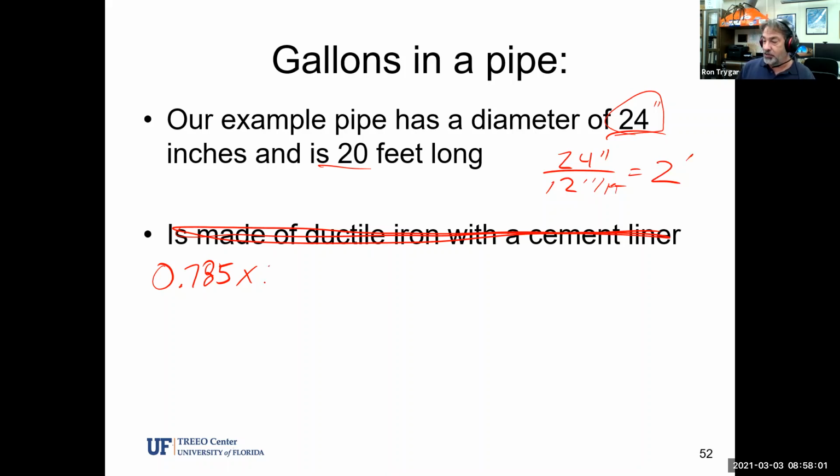So diameter is 2 times 2. Remember, we're squaring that. And the length we said was 20 feet long. And if we're trying to come up with gallons, why not just put 7.48 right here? And this is gallons per cubic foot, because that's what we're going to calculate in this. So let's work it out. 0.785 times 2 times 2 times, we said 20 feet long, times 7.48. And I just put 8.34 instead of 7.48. So 0.785 times 2 times 2 times 20 feet times 7.